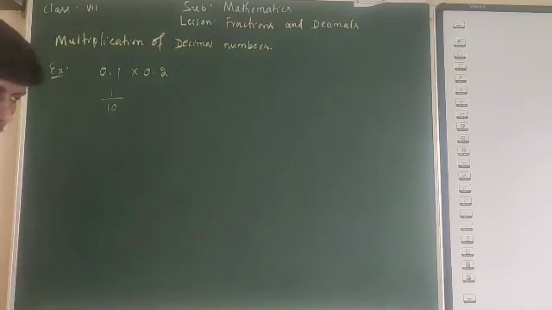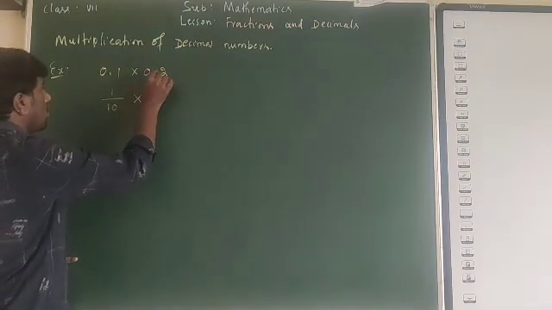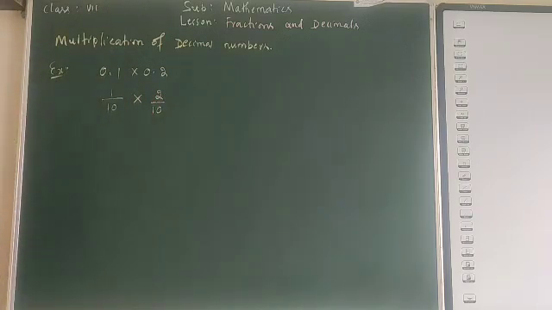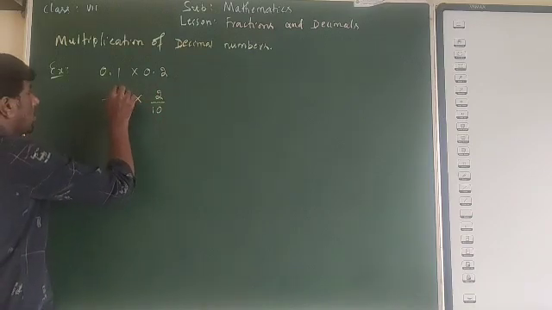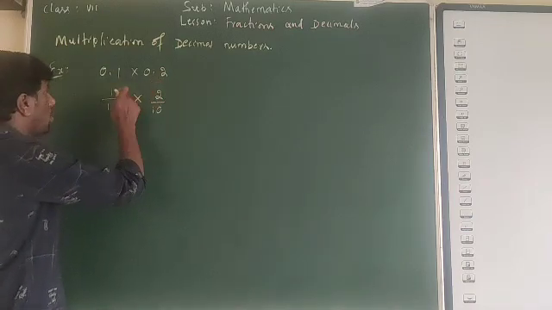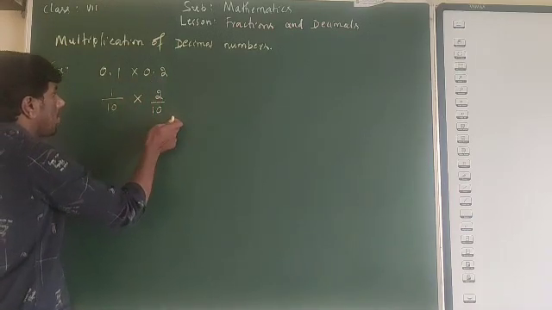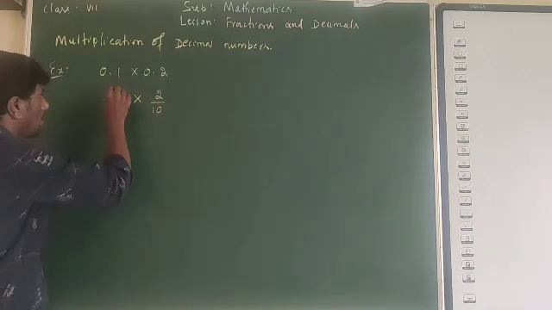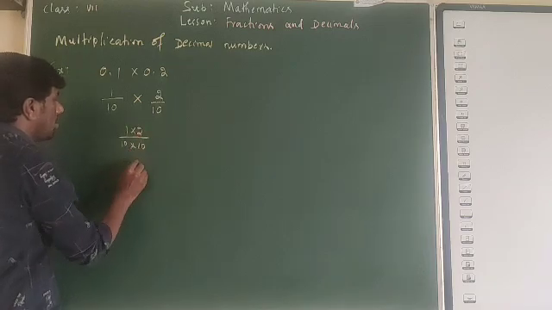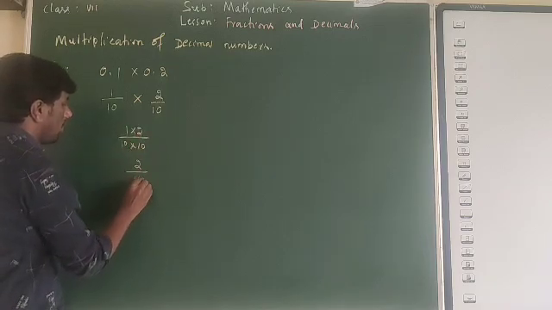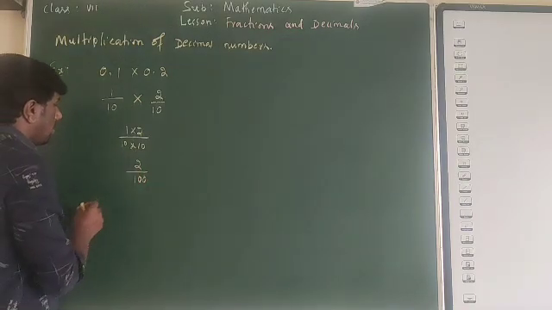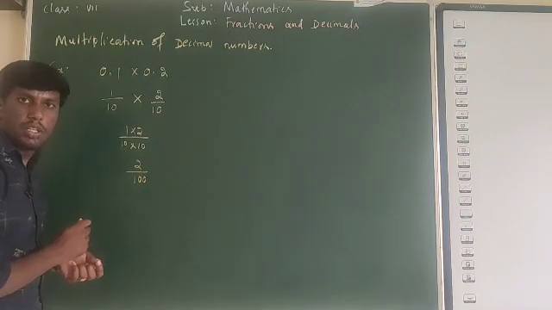Similarly, 0.2 is nothing but 2 by 10. Correct? Now this is multiplication of a fraction by a fraction. What to do? Numerator multiplication and denominator multiplication in the respective places. 1 into 2 is 2, 10 into 10 will become 100. So it is 2 by 100.